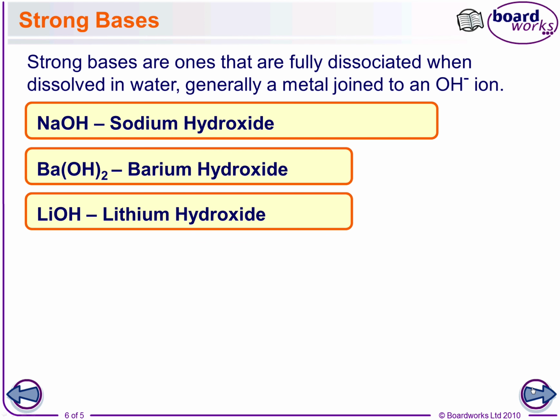Now, strong bases are ones that are fully dissociated when dissolved in water, and generally these will be a metal joined to an OH minus ion. If it's a group 1 metal, then it'll be monobasic like sodium hydroxide or lithium hydroxide. If it's a group 2 metal, then it will be dibasic, for example, like barium hydroxide is.